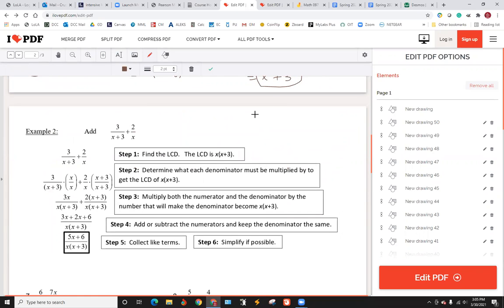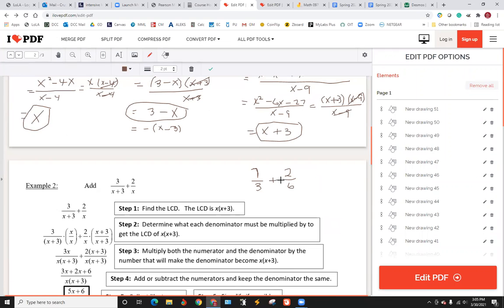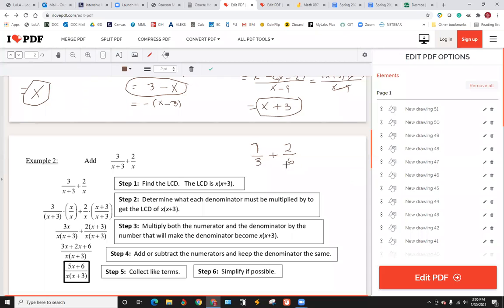Let's say we've got 7 thirds, and we're adding 2 sixths. We cannot add those as they are because there's no like denominator. I'm surprised I didn't start out with one where you just have to multiply one side. But anyway, you have to find the LCD, and in this case, the LCD is 6.